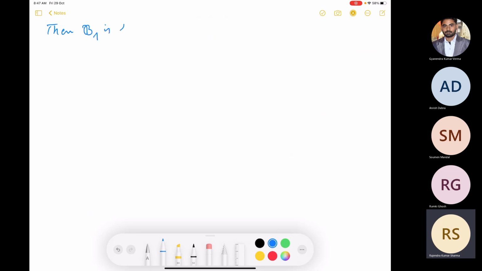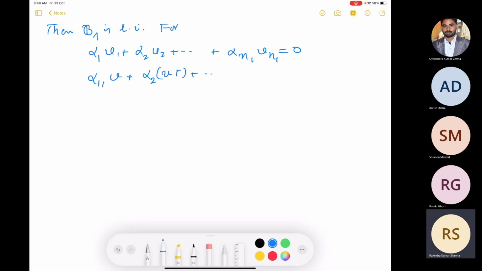Then B1 is linearly independent, meaning its elements are linearly independent. For you can take that linear combination, alpha 1 v1 plus alpha 2 v2 plus and so on alpha n1 v_n1 equals 0. So this is alpha 1 v, since v1 is v, plus alpha 2 vT, up to alpha n1 vT^(n1 minus 1), and this is 0.